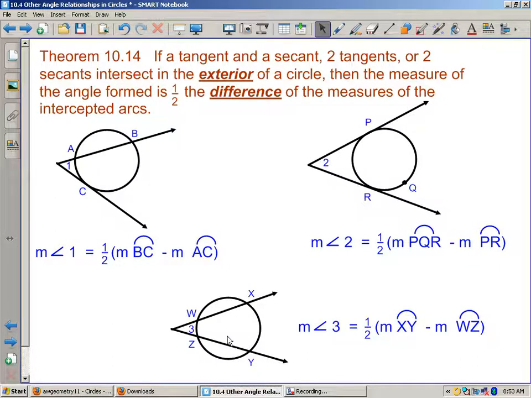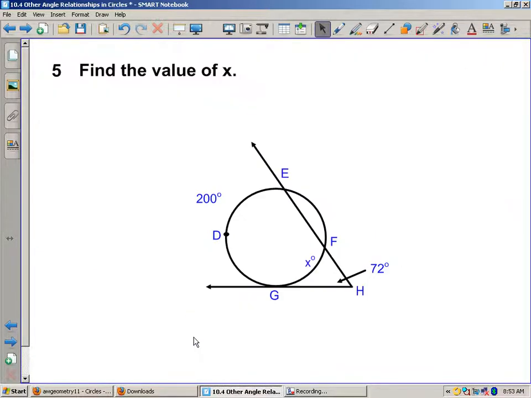So if the angle's outside, you subtract. If, like the previous one, the angle's inside, you add. So now we're going to practice one where it's outside. This time, they gave us a tough one. They told us that the angle is 72 degrees.